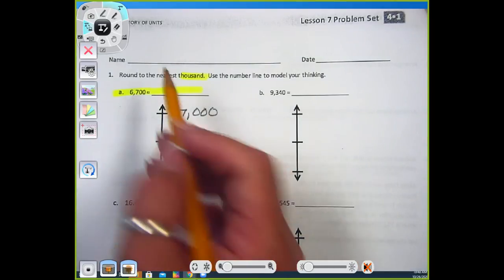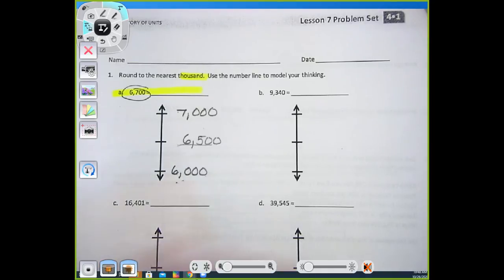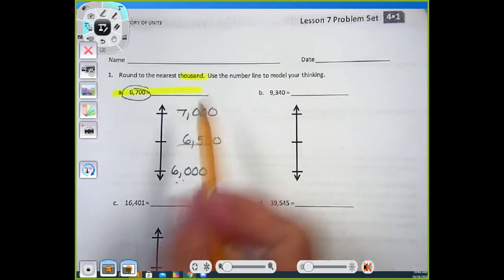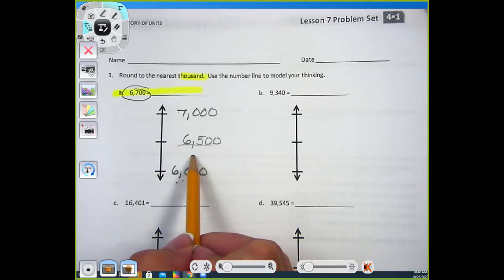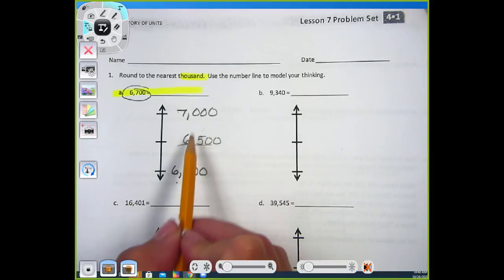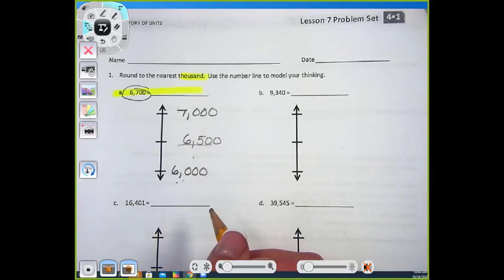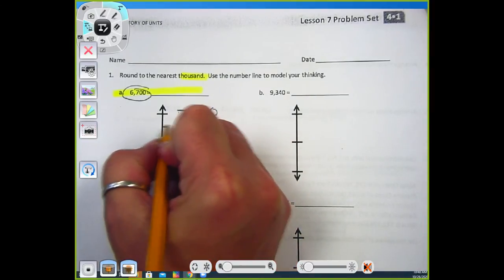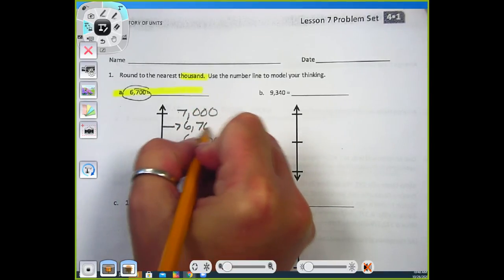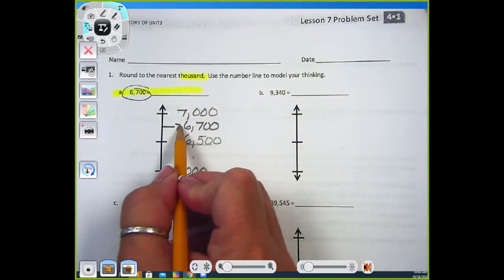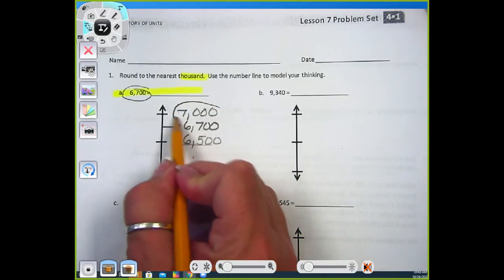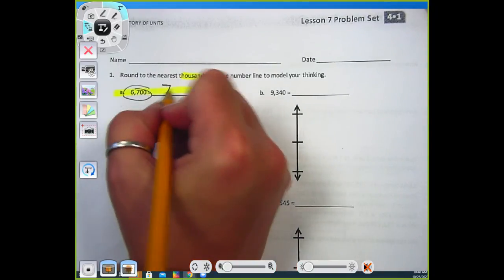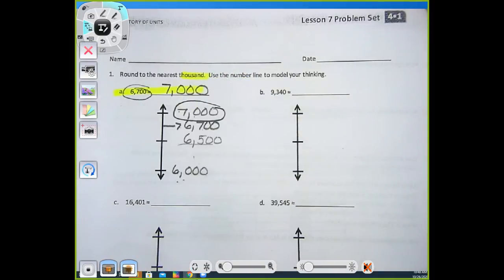So now I want to take my 6,700 and plot that. Is that going to be above my midpoint or below my midpoint? What do we think? Above or below? Addison. Above, yep. So it's going to be hanging out right there, 6,700. If it is above the midpoint, I'm rounding it to my upper number. So it's rounded to 7,000.